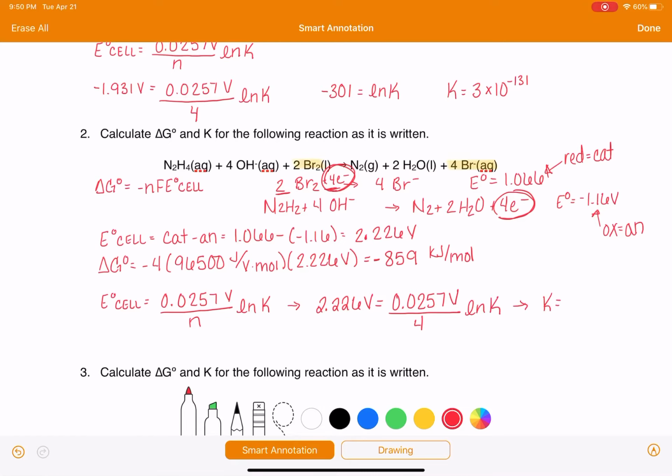We'll let our calculator do the magic. 2.226 times 4 divided by 0.0257. Oh man, these just keep getting crazier and crazier. 3 times 10 to the 150. I'm such a nerd about being so excited about these massive K values.